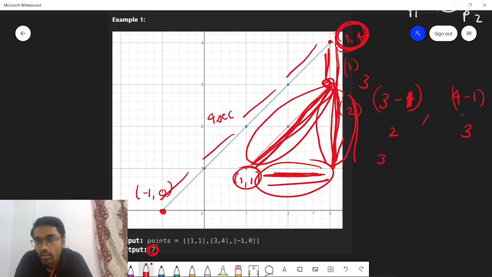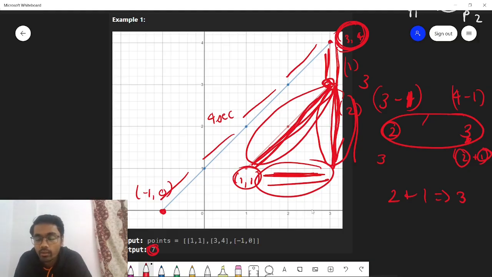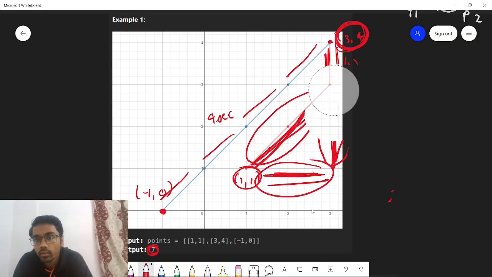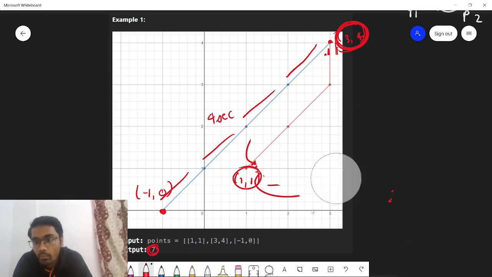Just take the maximum of both of the differences. So here the difference was 2 and here the difference was 3, so we broke 3 into 2 plus 1. So this 2 we can cover diagonally, and this 1 we can travel vertically. So we got 3 as our answer. So how can we derive this, how can we write this mathematically?